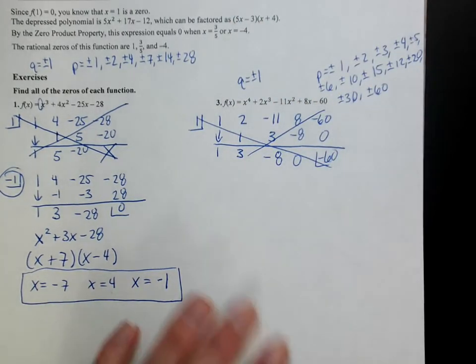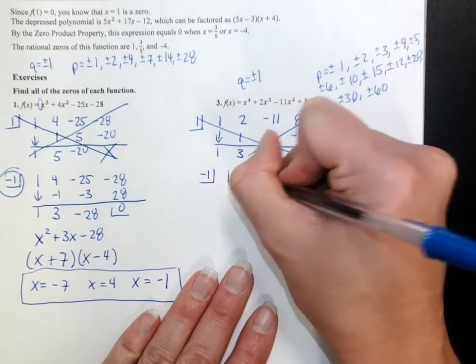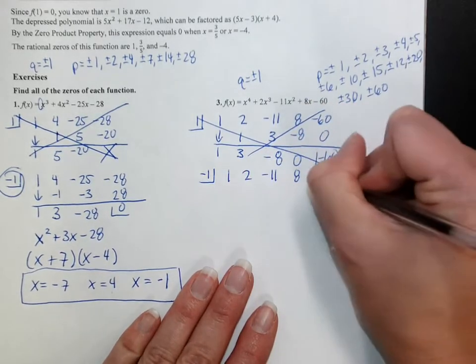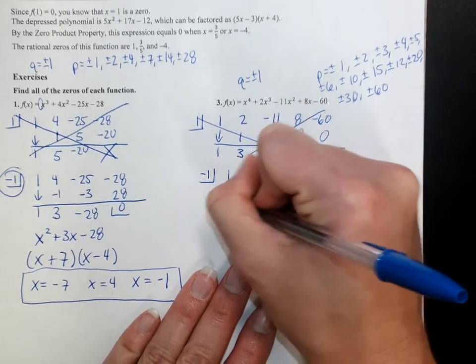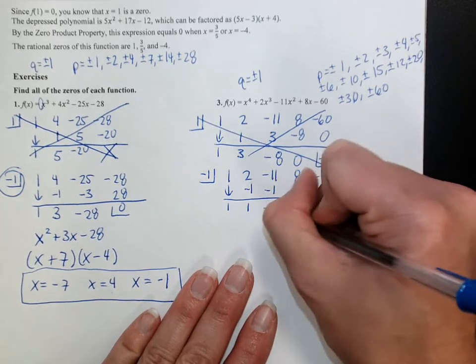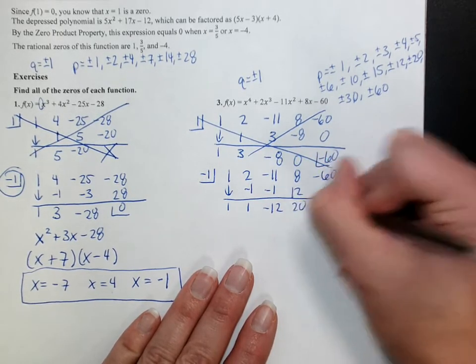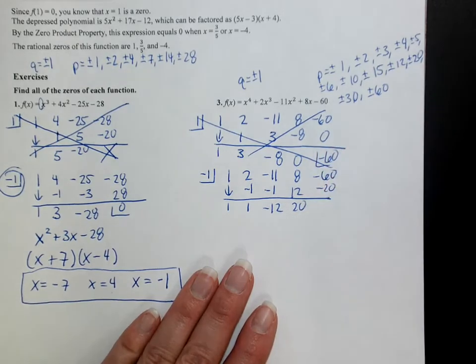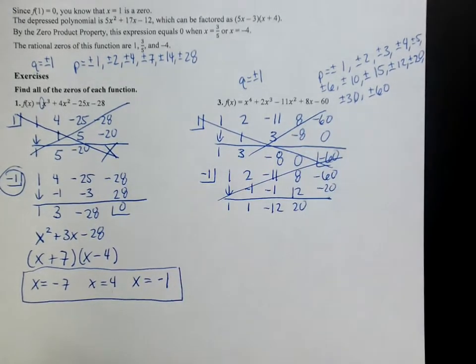Okay, let's try negative 1. 1, 2, negative 11, 8, negative 60. Bring down the 1. Negative 1, 1, negative 1, negative 12, positive 12, 20, negative 20. Also doesn't work. Okay, so yeah, let's try something else.